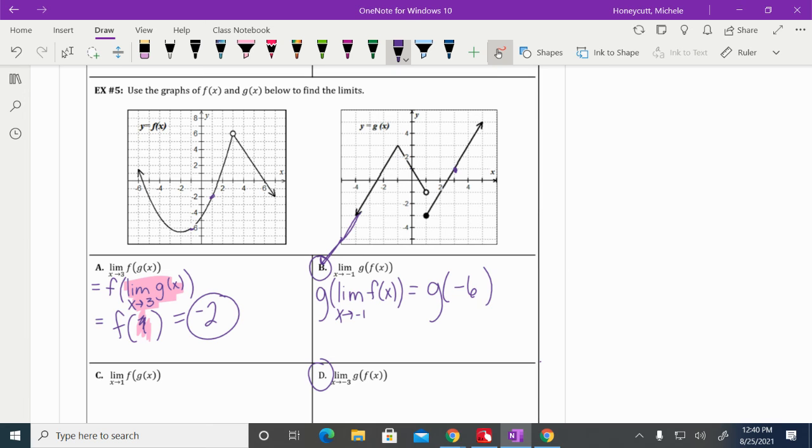And the slope of that graph is 2. So if I extend that slope, there's a point on the graph here at negative 4, negative 3. If I go down 2 and to the left 1, there's a point at negative 5, negative 5. And then go down 2 and back 1 again. That's where you'll find negative 6, negative 7. So g of negative 6 is negative 7.